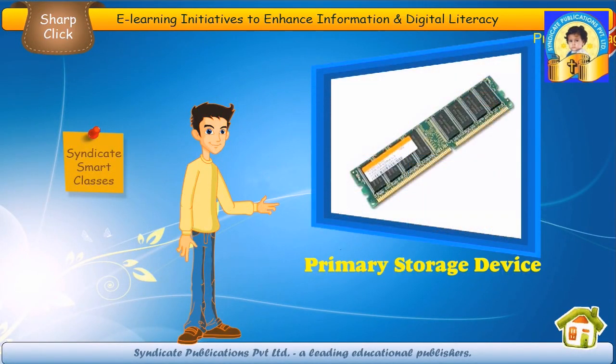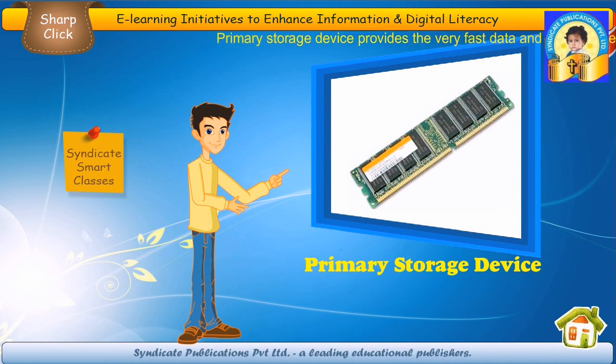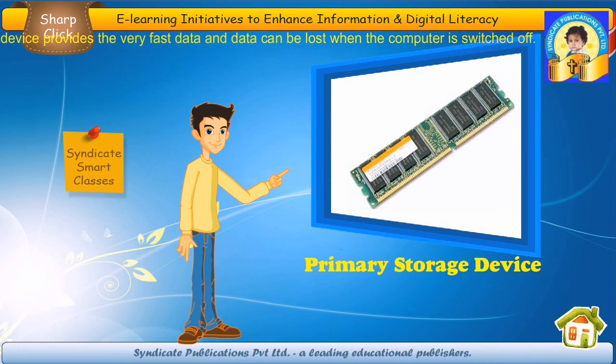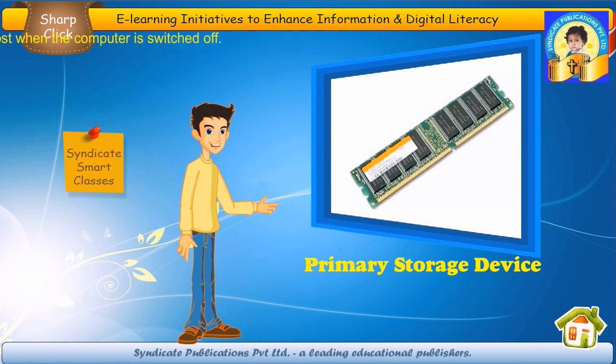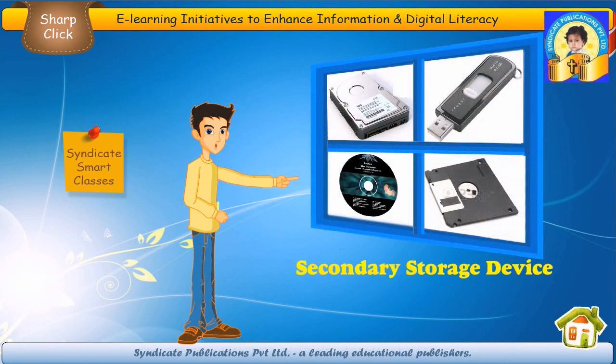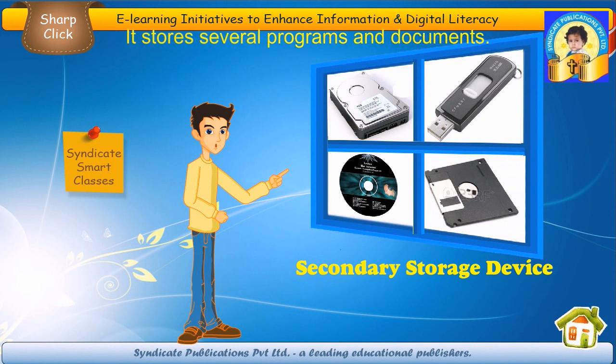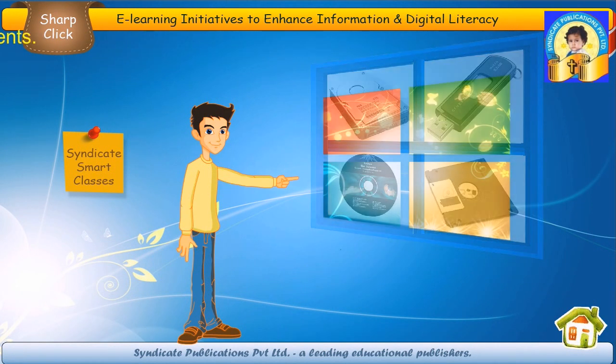Primary storage device are devices such as RAM. Primary storage device provides the very fast data. The data on the primary storage device are volatile, means the data can be lost when computer is switched off. Secondary storage device, hard disk, pen drive, floppy disk, CD-ROM are the examples of secondary storage device. It stores several programs and documents.